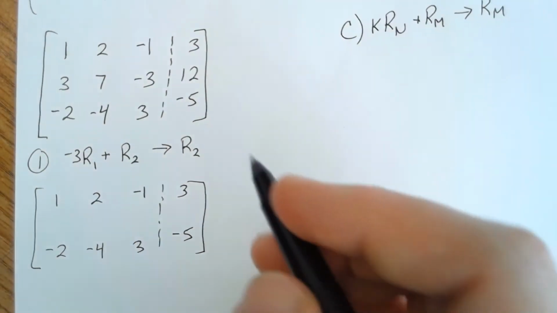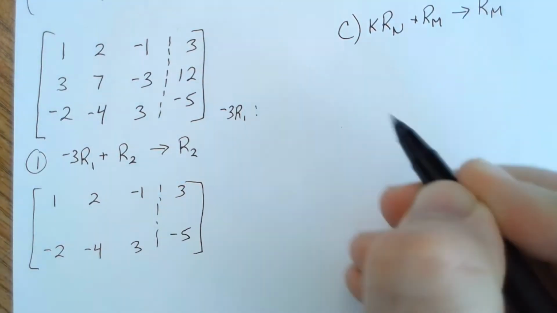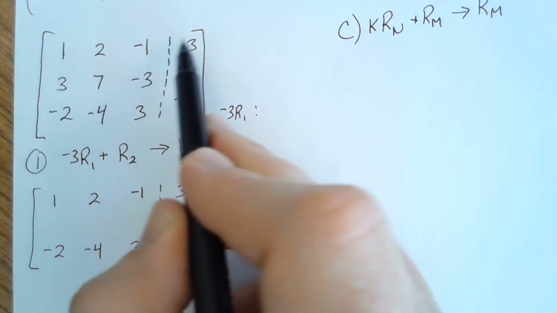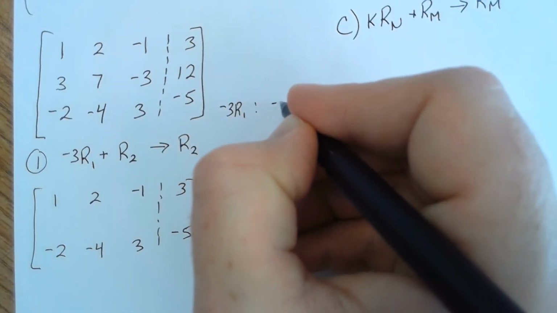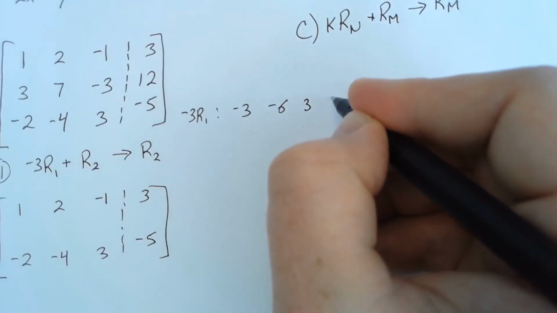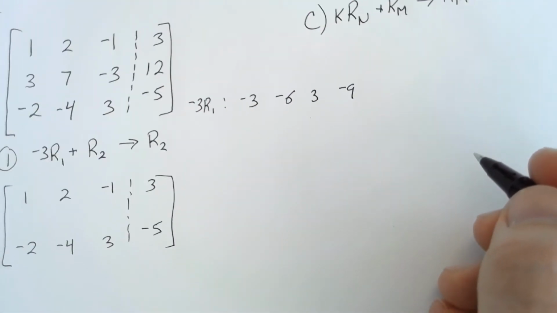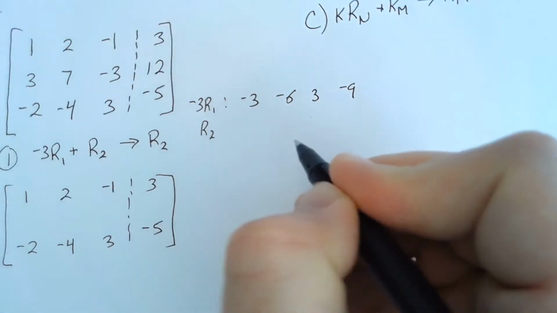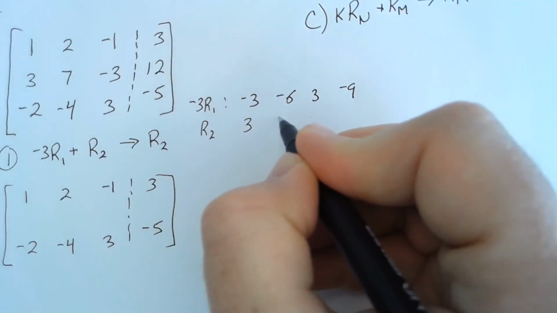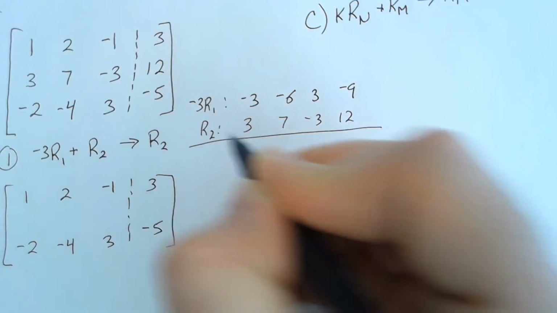So let's go ahead and do this operation very carefully. I'm going to start off by -3 times row 1. -3 times row 1 is taking everything in this top row and multiplying it by a -3. So -3, -6, +3, and -9. Those are the four values there for -3 times R1. I'm then going to just rewrite row 2 right below it. Row 2 is going to be 3, 7, -3, and 12, and I'm simply going to take those two values and add them together.